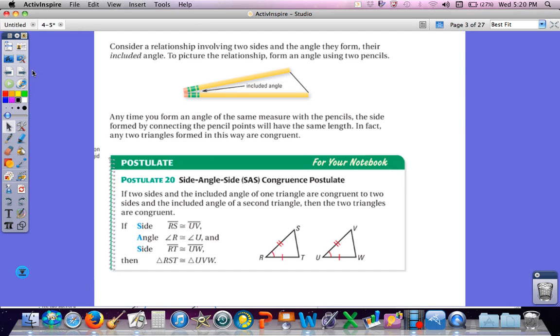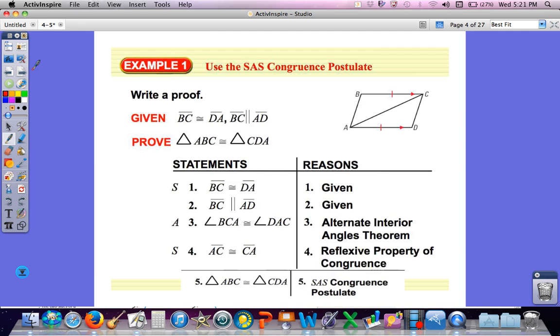Okay? So today we're learning about side, angle, side congruence. And you can go through and read this and fill in your guided notes so that you know what's meant by included angle. And for our first one, we're going to write a proof. We're going to do it together for the side, angle, side congruence postulate.